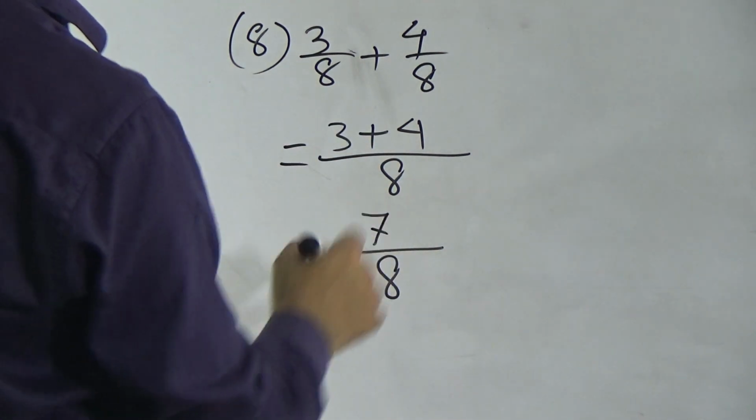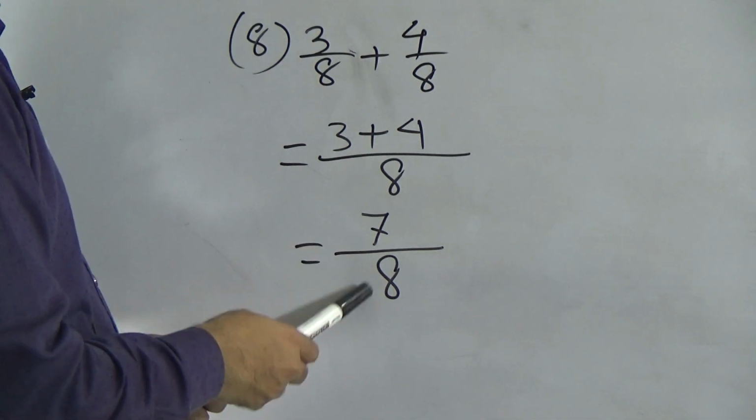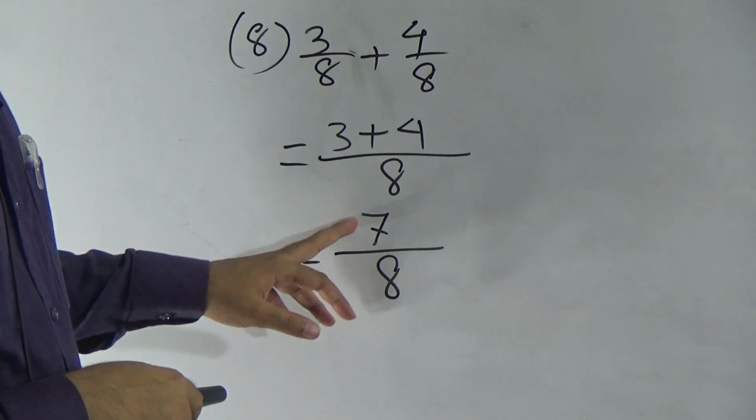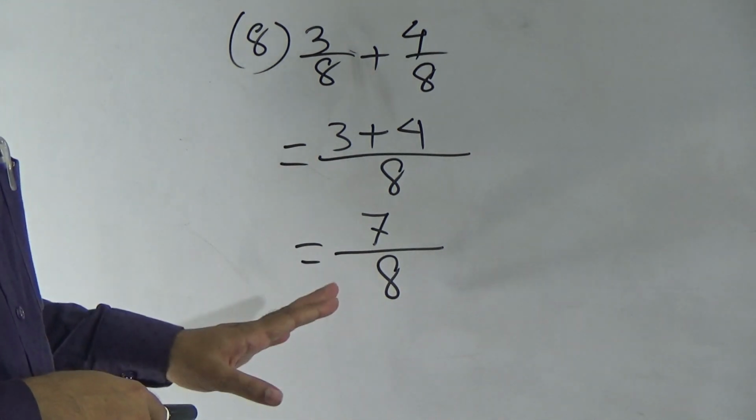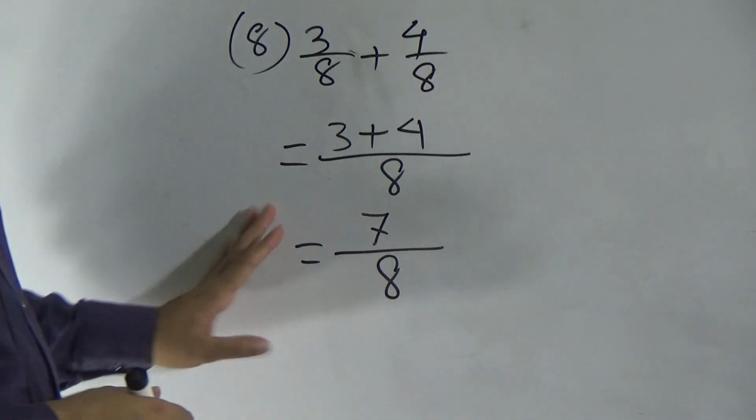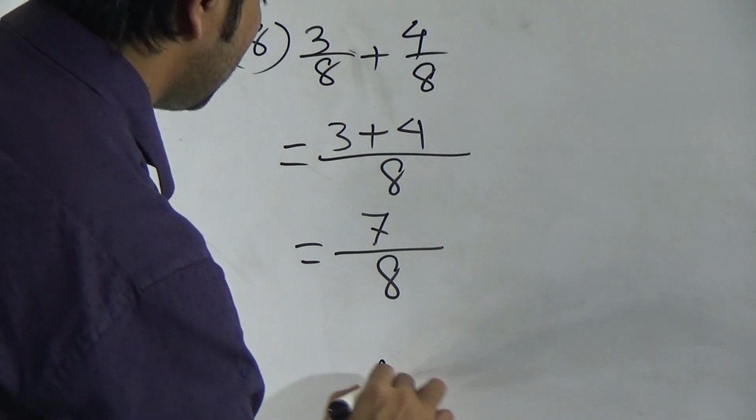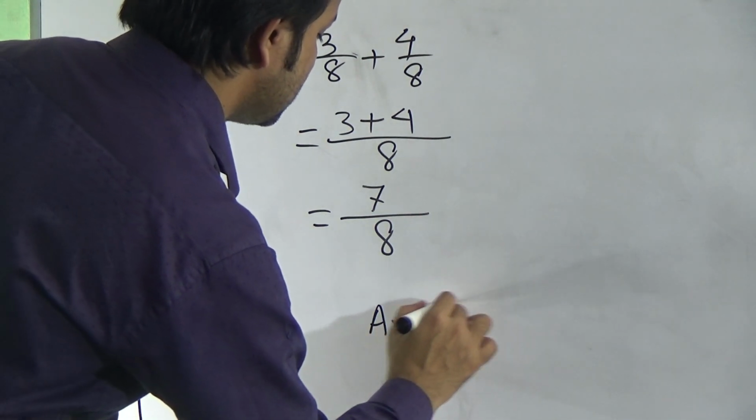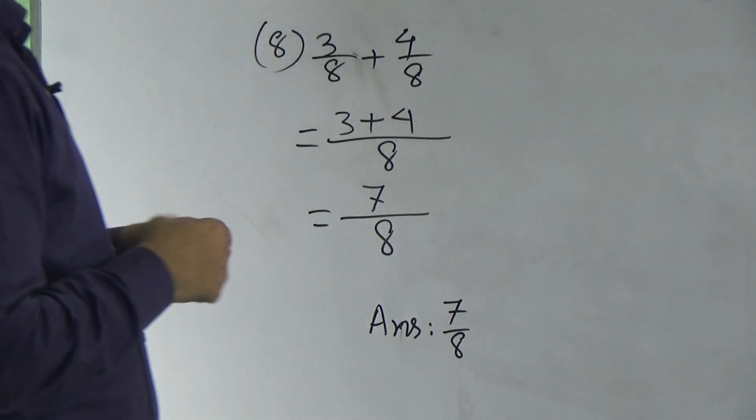Now 3 and 4 is 7. Now we can't divide 7 by 8. It means that these two numbers are not divisible by any common factor or common divisor except 1. So this is our required sum. So the answer of this question is 7 by 8. Okay, dear students.